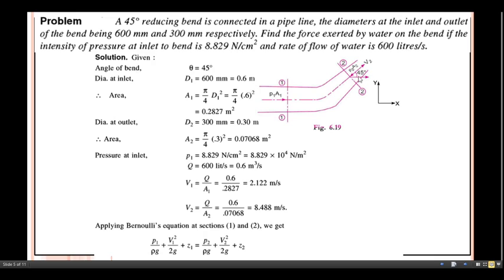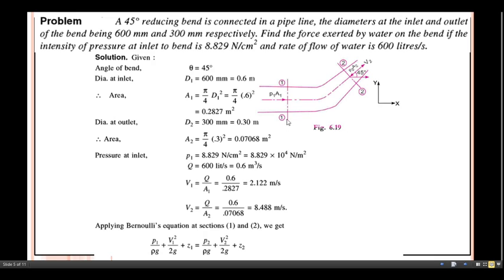Now, if you look at this one, according to the information given, first of all we have to complete this diagram. Now, see the angle of the bend. This indicates the angle of the bend. So the angle of the bend is 45 degrees. According to this information given, first of all you have to complete this diagram.